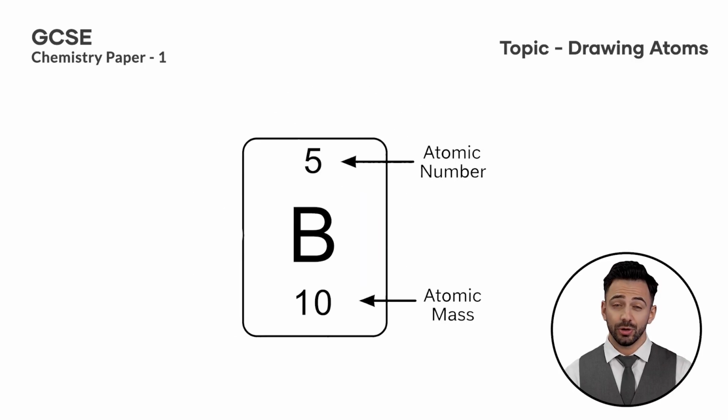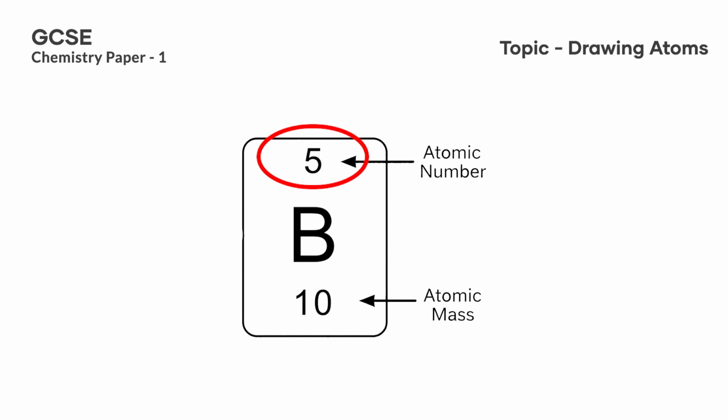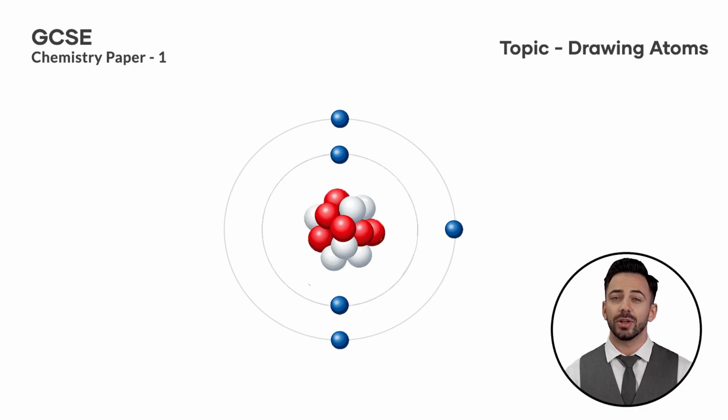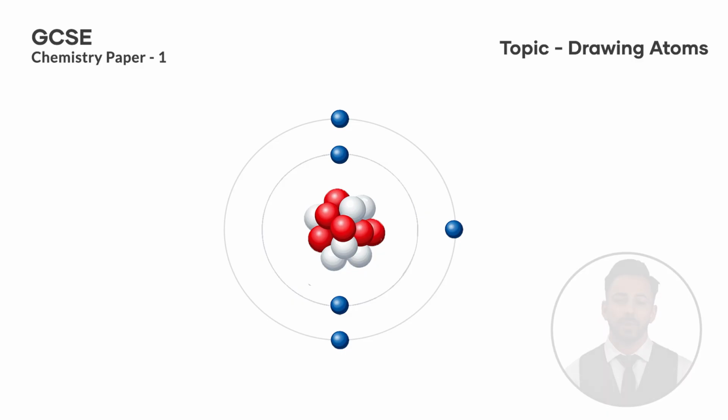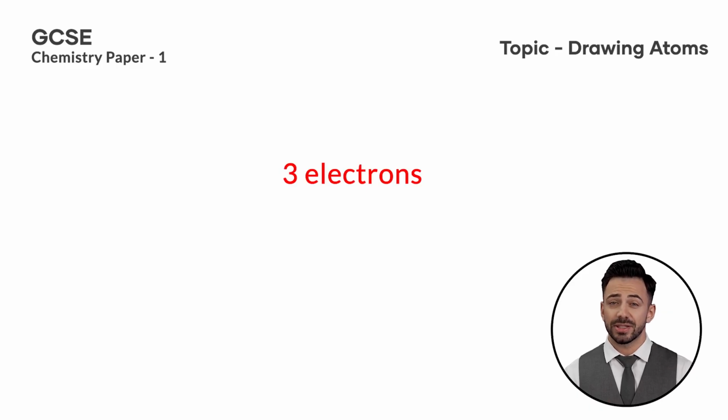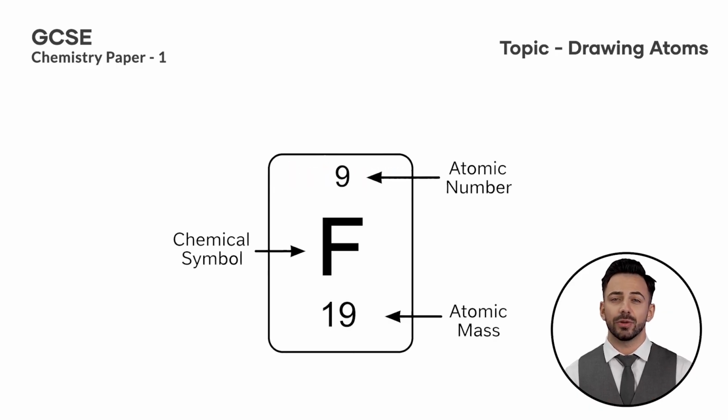Now let's look at boron. Boron has atomic number 5, so it has 5 electrons. What is its shell arrangement? The answer is 2, 3. So how many electrons are in its outer shell? 3 electrons.